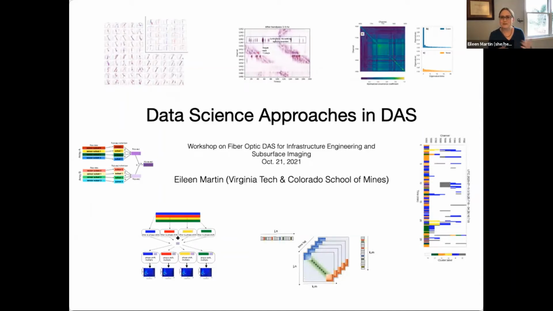So yeah, I'm going to give kind of a bird's eye view of data science approaches to working with DAS data. As many of the speakers previously have mentioned, these experiments often have multiple terabytes of data per day, a lot more than we're used to working for, especially for engineering or near surface or infrastructure applications.